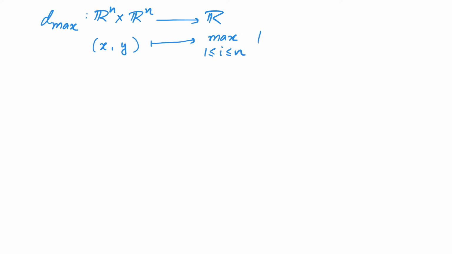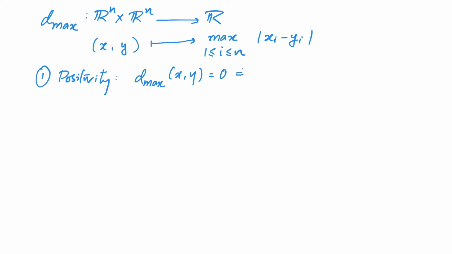That is, we are looking at the maximum over 1 ≤ i ≤ n of |xi − yi|. To show it's a distance, we need to show that it satisfies some properties, the first of which is positivity. This is actually not so difficult to see.